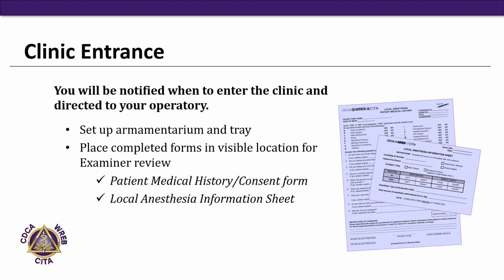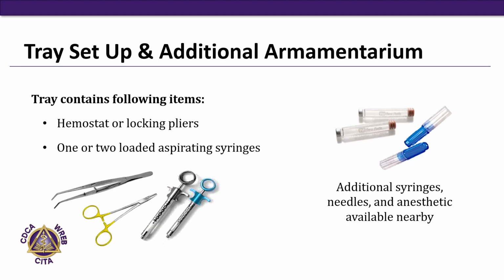Once notified, you will be directed to your assigned operatory for setup. Your patient remains in the waiting area. No more than 2 loaded syringes may be present on the tray. A hemostat or locking pliers is also a required component of your armamentarium. You may have additional cartridges, needles, and syringes accessible but not loaded. Do not loosen needle caps until instructed to do so.